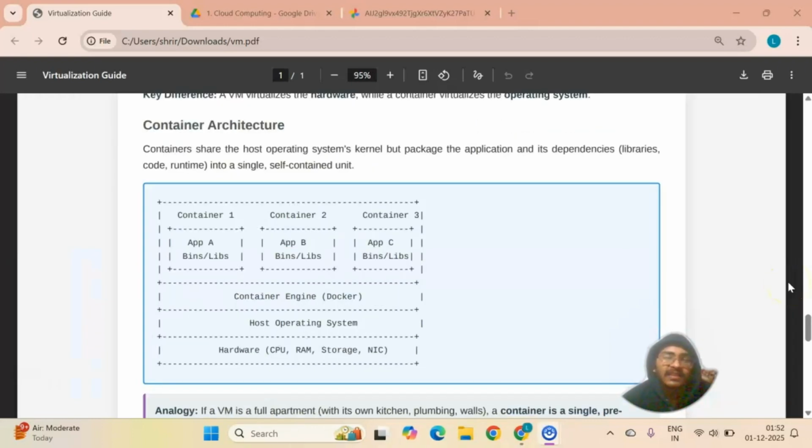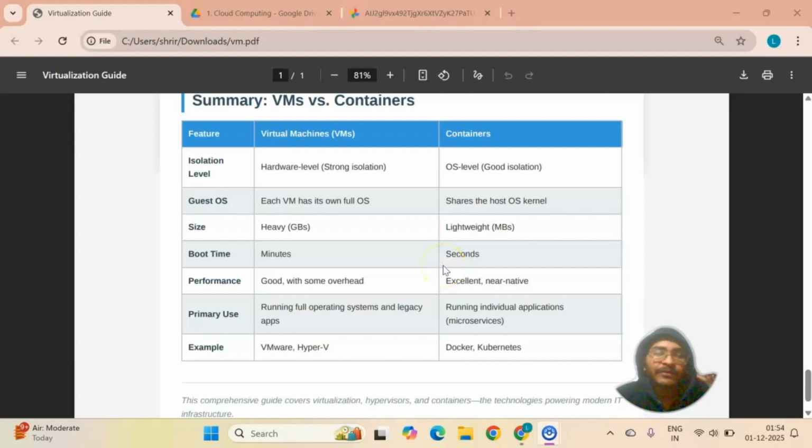So this is the architecture for container. Here we have hardware and the host operating system and containers like Docker. And it created three containers: container one, container two, and container three. These containers share the host operating system kernel, but package the application and dependencies like libraries, code, runtime into a single contained unit. Now this is the difference between VM and container.